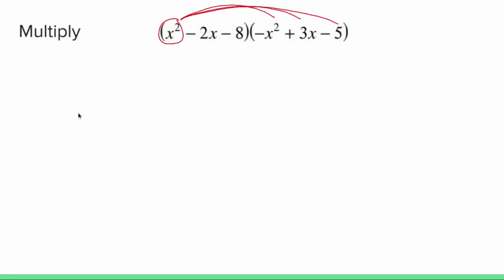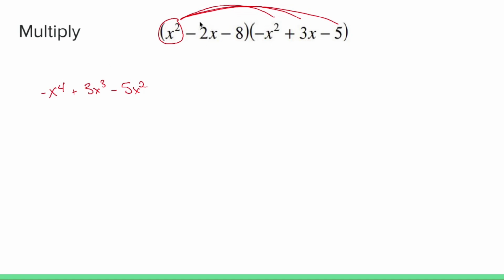So x squared times negative x squared is negative x to the fourth. X squared times positive 3x is positive 3x cubed. And x squared times negative 5 is negative 5x squared.